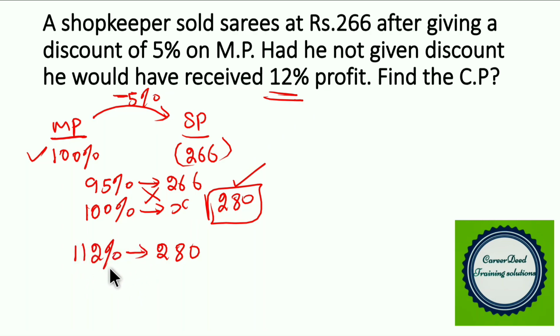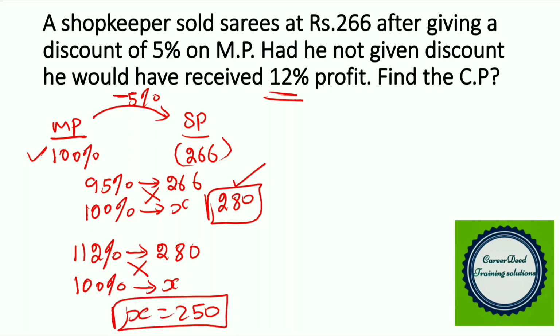So if 112% is 280, we have to find the cost price. So cost price will obviously be 100% equal to x. So cross multiply that, you will get x value equal to 250. So 250 is nothing but the cost price of the saree. Hope you got the point. Moving to question number 4.